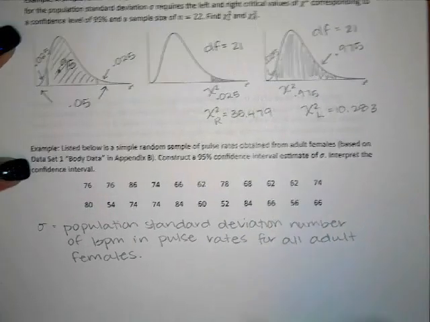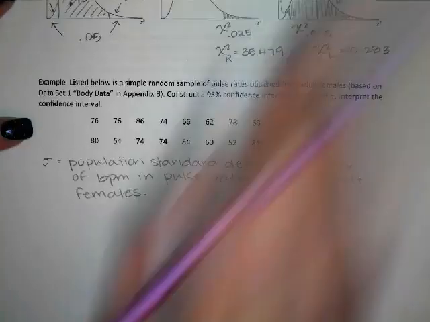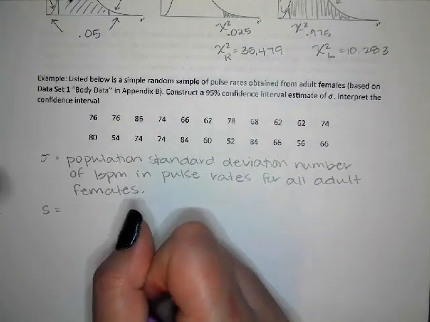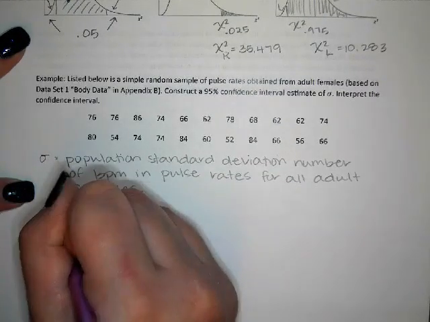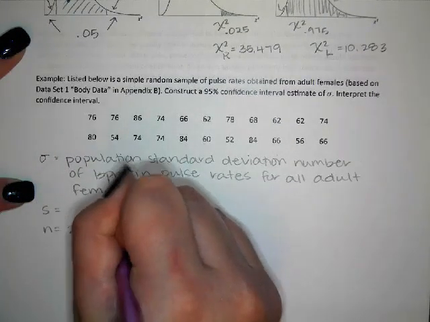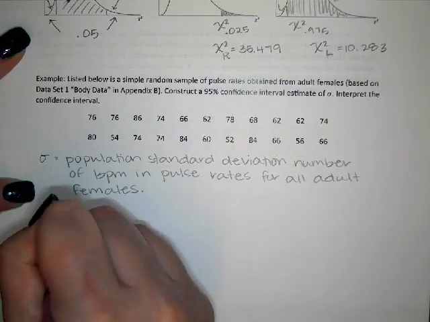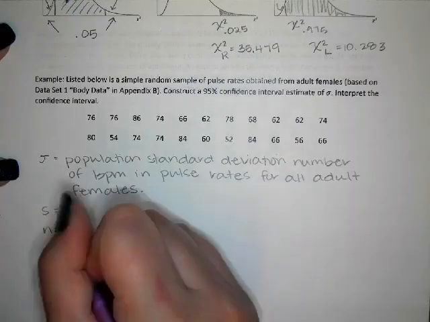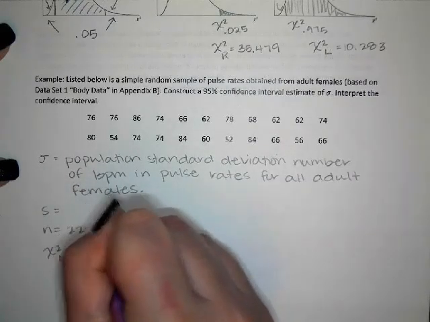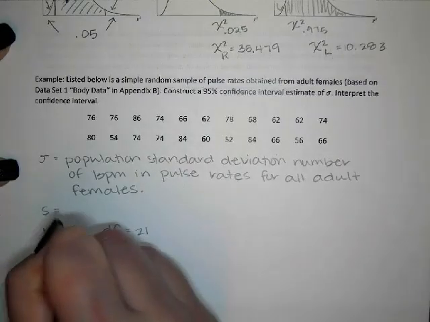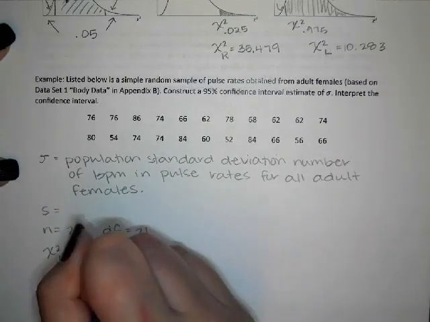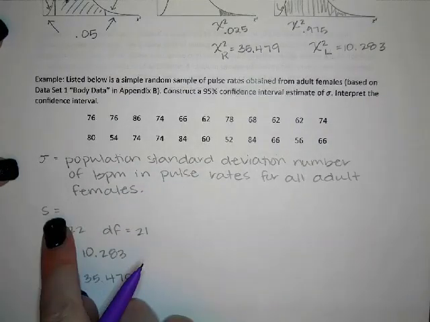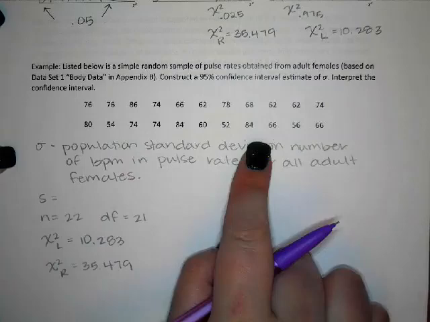And then we need to go through and write down the information that we have. So we have that the standard deviation, we're going to have to solve for that. We know that the sample size is 22 and the degree of freedom is 21. We know that chi-squared from the left, or the left tail, is 10.283. Chi-square on the right is 35.479. Okay, so the standard deviation we're going to have to find because this is a set of data and they didn't give it to us.